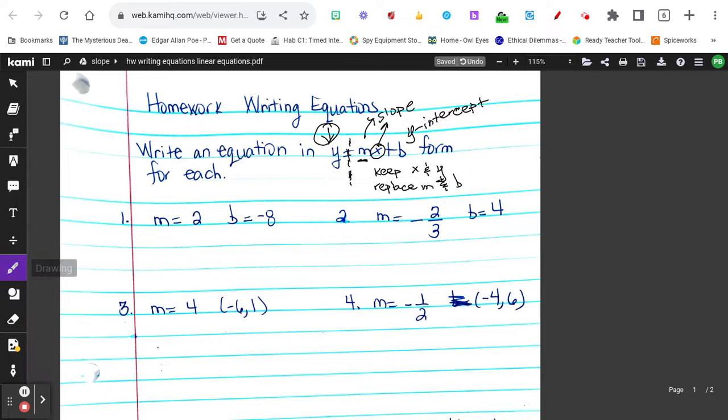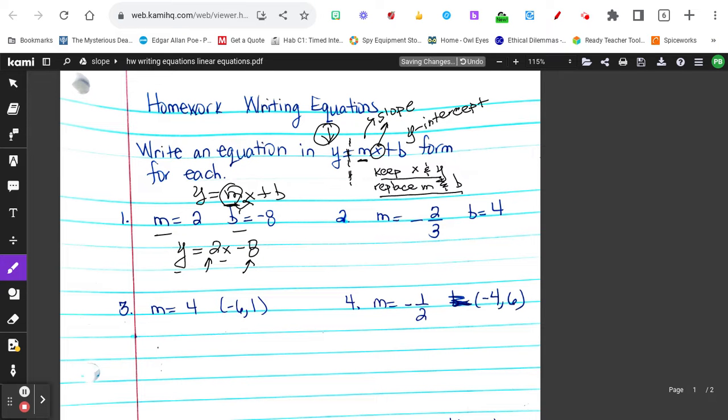All right, so let's start off with number 1. I want to write it in y equals mx plus b form. I'm trying to replace m and b, but I already have m and b, so I just use it. Keep y and x, but you're going to take your m, which is your 2, attach it, your slope, which is 2, and attach it to x. Again, you're keeping x and y, and then minus 8, that's your b. So as you can see, I kept y and x, and I replaced m and b.